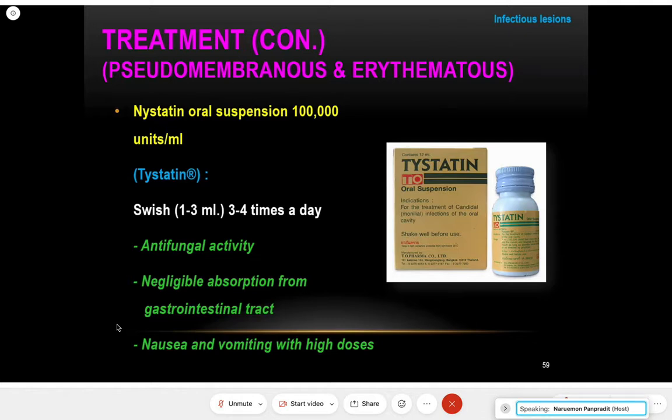So rinse or swish in the mouth about 3 to 5 minutes and then spit out. You need this action 3 to 4 times a day, continue at least 2 weeks, and then follow up. This is the way of using the suspension, nystatin oral suspension. When the patient has lesions overall in the mucosa, this is better, right? Because it's water and can swish and move around.